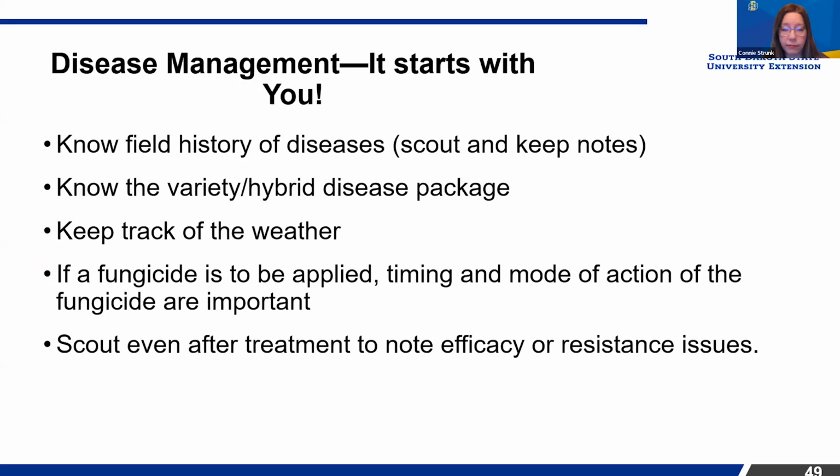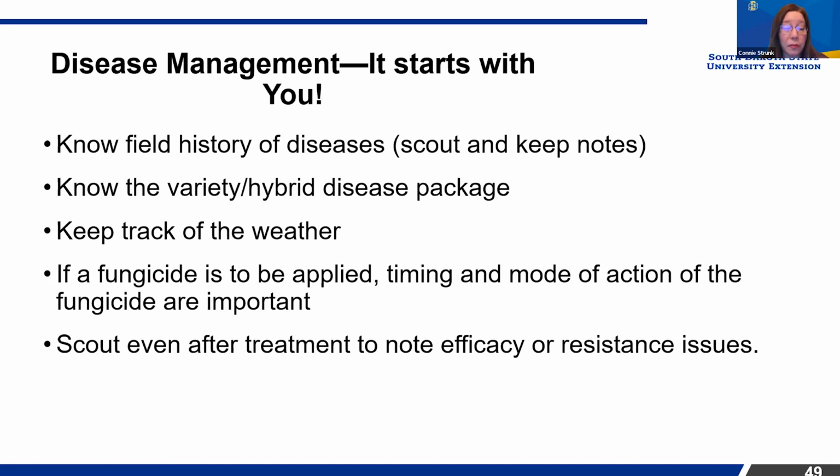And so we're just going to kind of wrap up here with just saying disease management. It really starts with you, really knowing your field history for diseases, scouting and keeping really good notes of what you're finding out there. If in doubt, take a picture, send it in. It's a very small investment compared to the cost of fungicide or an improper application out there. So some of that goes in handy with knowing what is your variety hybrid disease package, doing the work now to see which diseases you would like to try to prevent or reduce out in the field. That does volumes as you're going through that growing season.